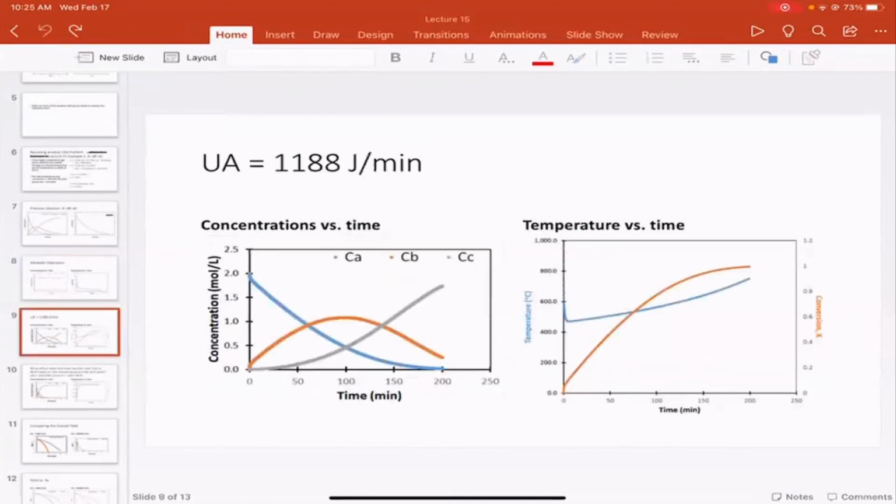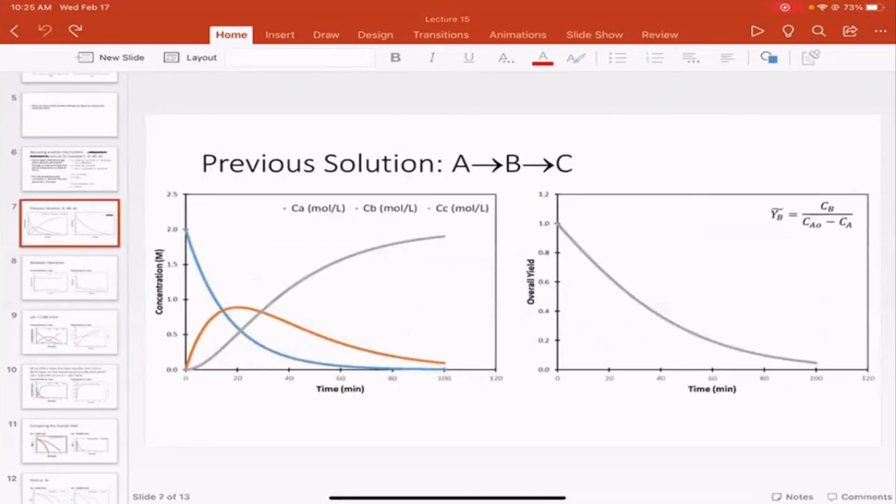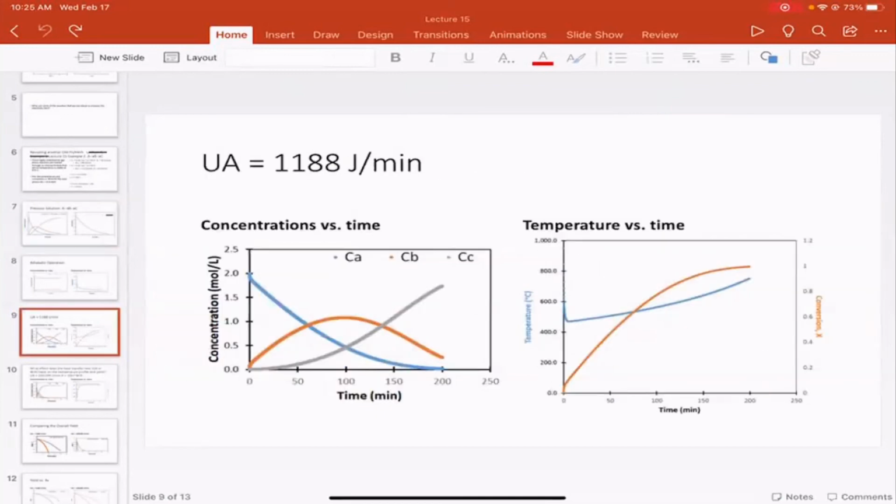Now, for the problem that was actually asked, where we had the heat transfer coefficient, which was 19.8 watts per Kelvin, here I converted that into minutes, and that's 1188. So one of the things that you can see here is that, first of all, the reactor takes quite a long time to reach the same peak concentration of B. Here the peak concentration was a little less than 1. Here it's a little more than 1.